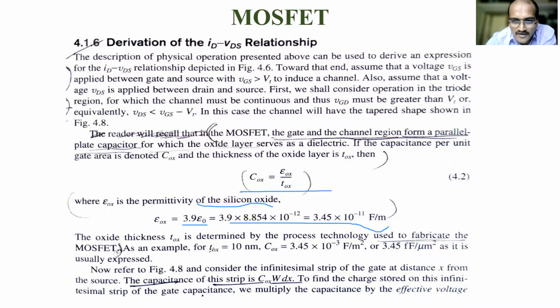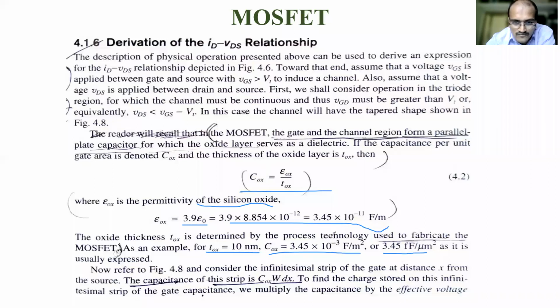For example, if you take 10 nanometer, then the COX value will be this much, or it will be this much. It can also be expressed per micrometer squared. So this is one of the parameters we have seen: COX, epsilon OX, K dash in the equation. That K dash comes from all this only. Then the capacitance of this strip is given as COX W dx.